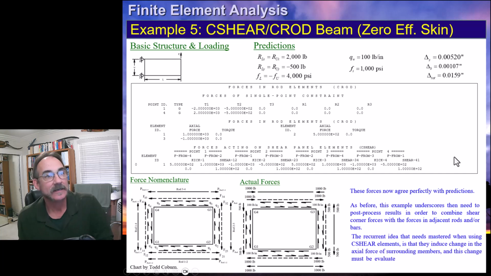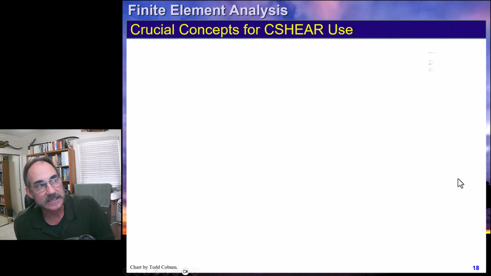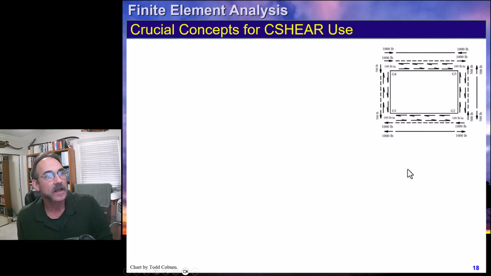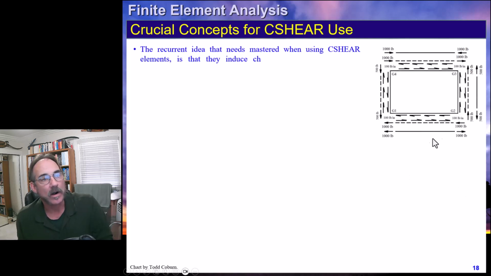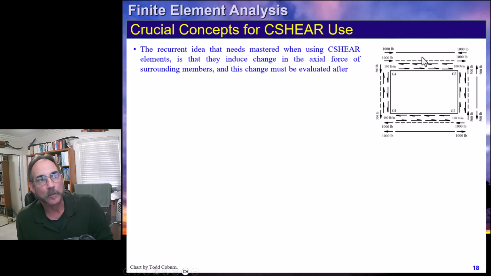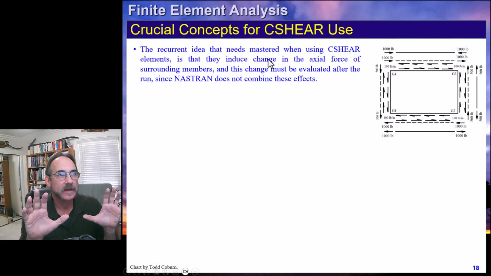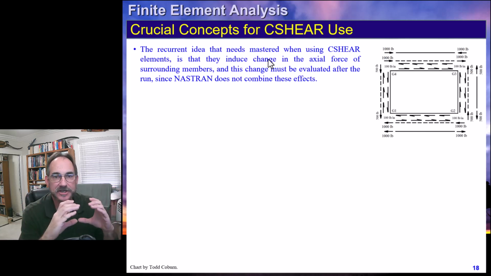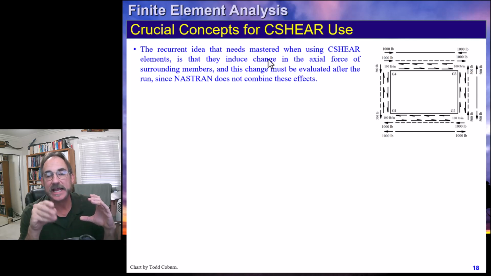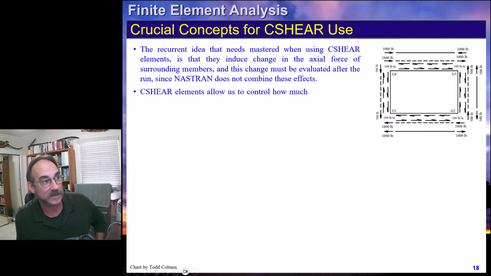With that said, let's go ahead and summarize what we've learned here. This is our model of how we're putting those together. Our recurrent idea is that anytime we have C-shears, the shear flow in those C-shear elements is going to change the axial force in the surrounding elements. And that needs to be accounted for. Okay? We're going to actually say that a few different ways here.